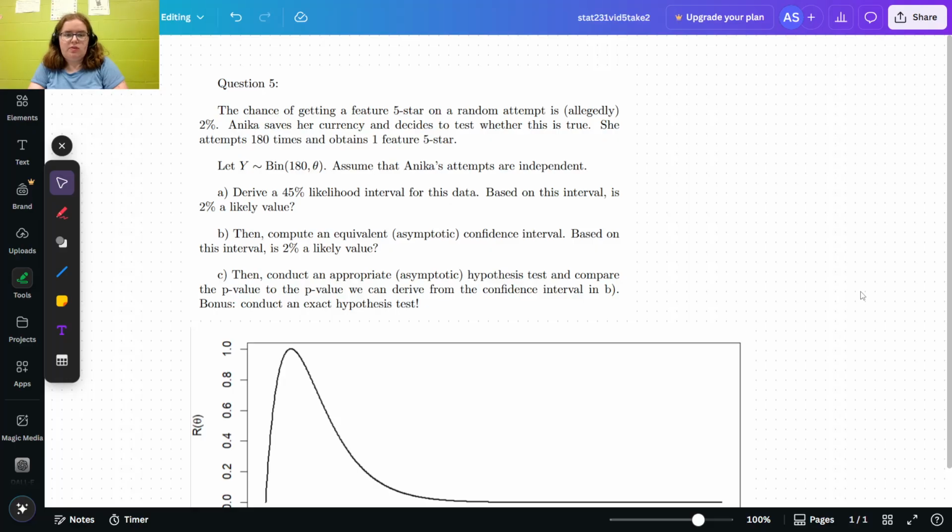So the first thing we want to do is derive a 45% likelihood interval for this data. Based on this interval, is 2% a likely value?